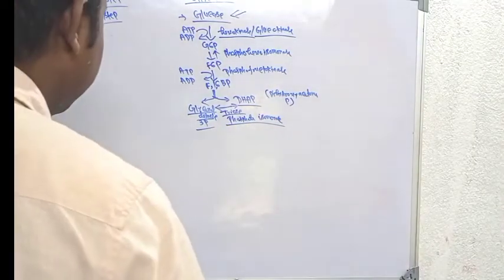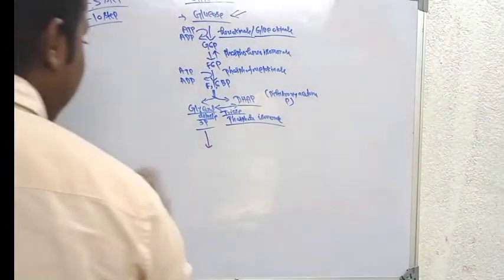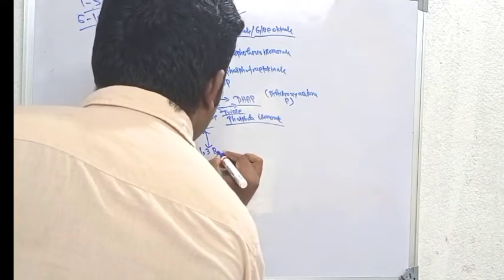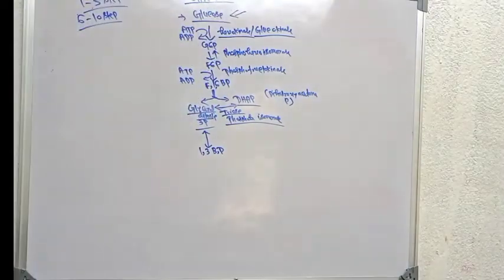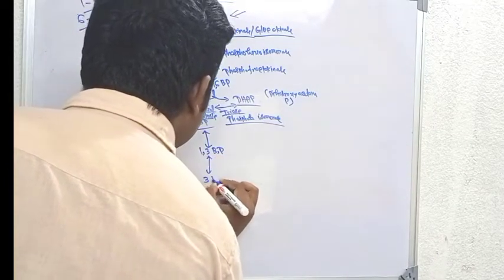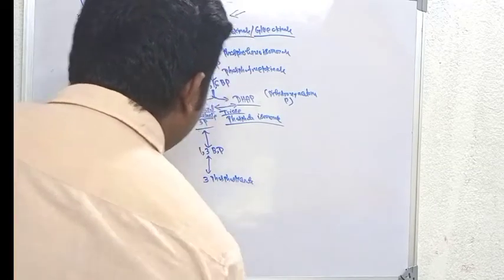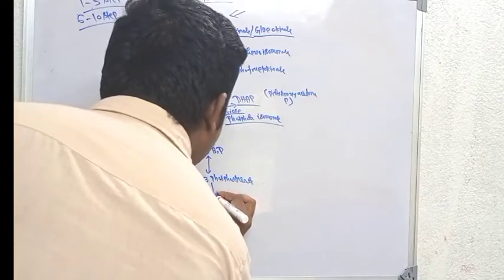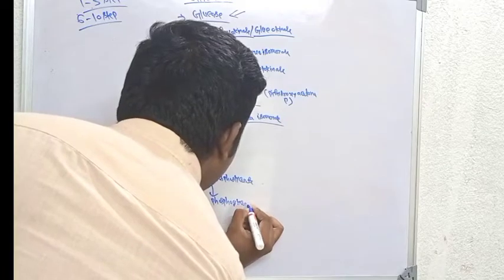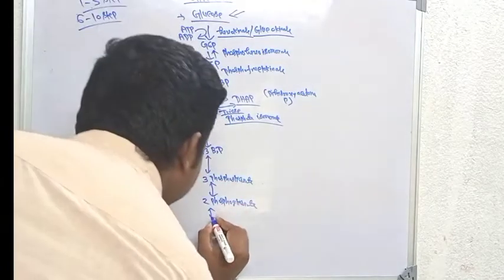Glyceraldehyde 3-phosphate enters into another step of glycolysis. This is also a reversible step and forms 1,3-bisphosphoglycerate. 1,3-bisphosphoglycerate to 3-phosphoglycerate, 3-phosphoglycerate to another step, 2-phosphoglycerate, and 2-phosphoglycerate to phosphoenol pyruvate, and all the steps are reversible steps.